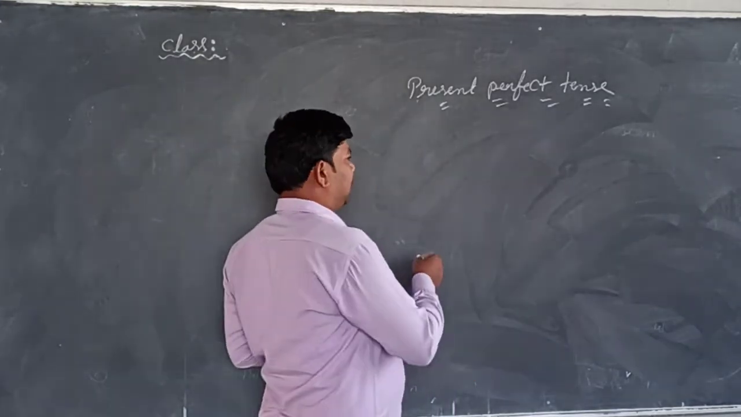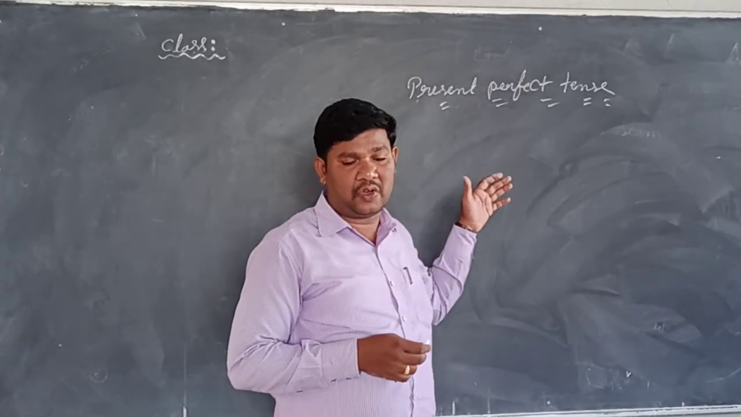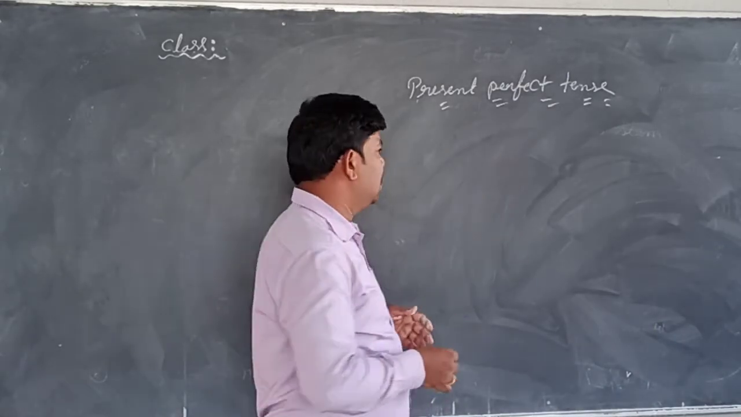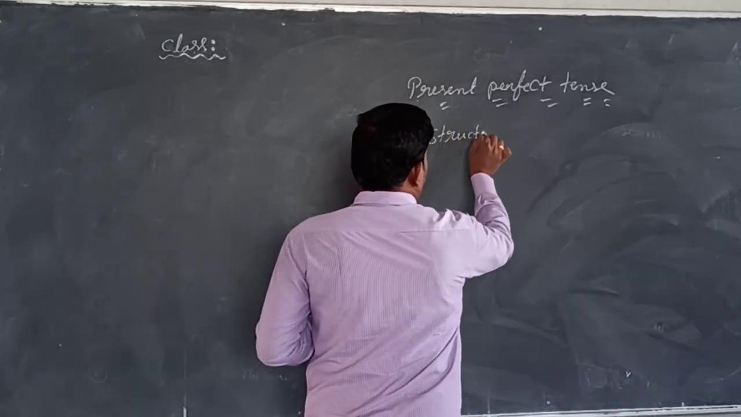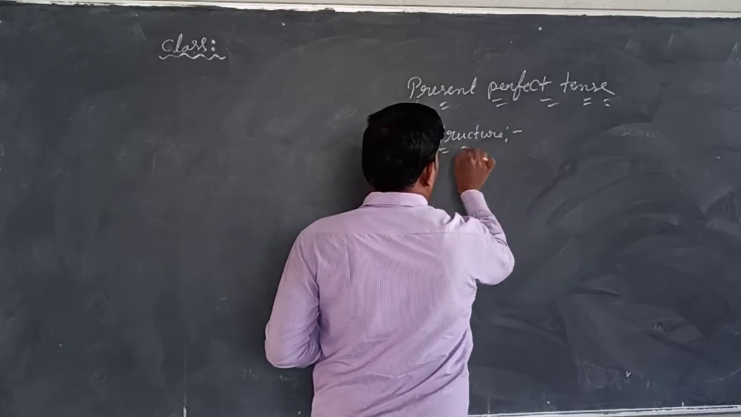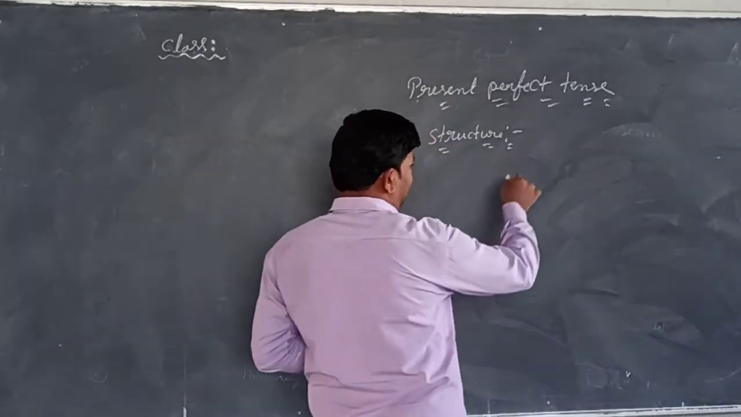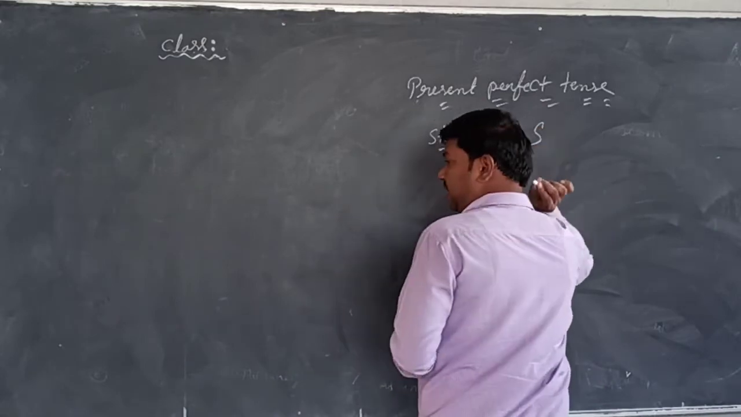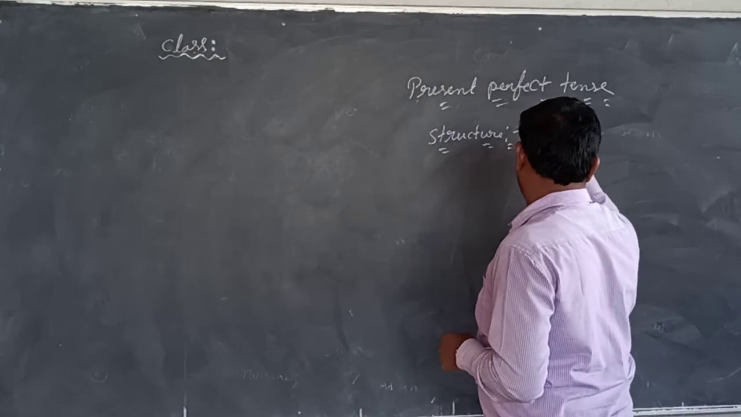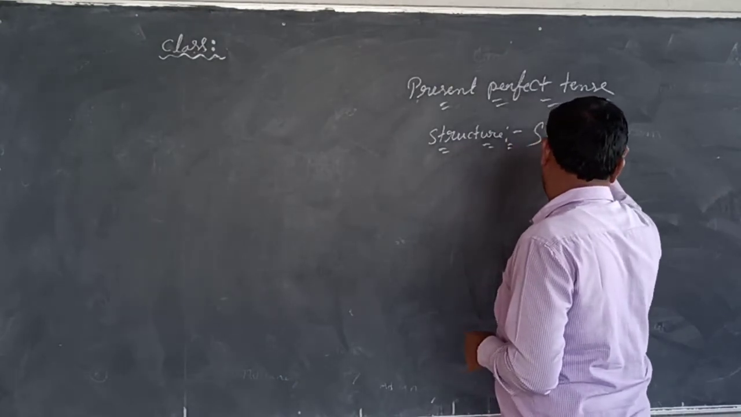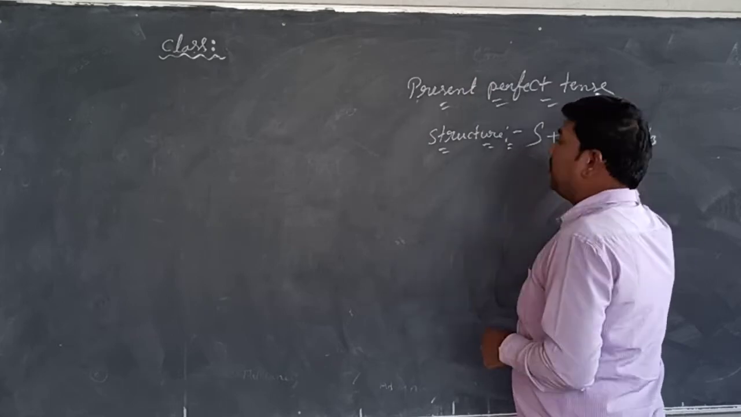So the structure: first of all, for every tense, the first step we should learn is the structures. So what are the structures in present perfect tense? Students, for present perfect tense, the structure is, first comes the subject plus have or has plus V3.